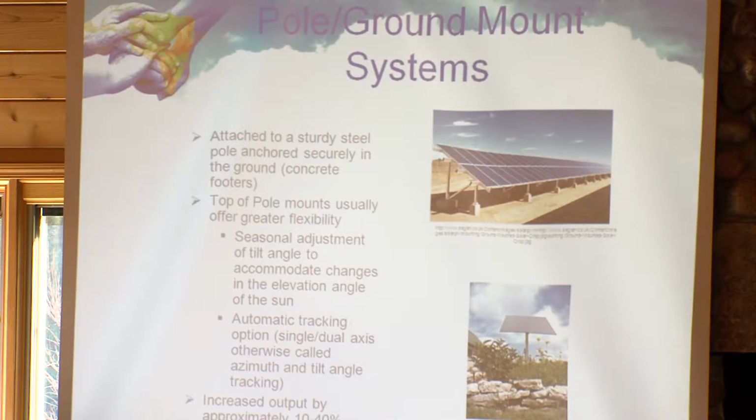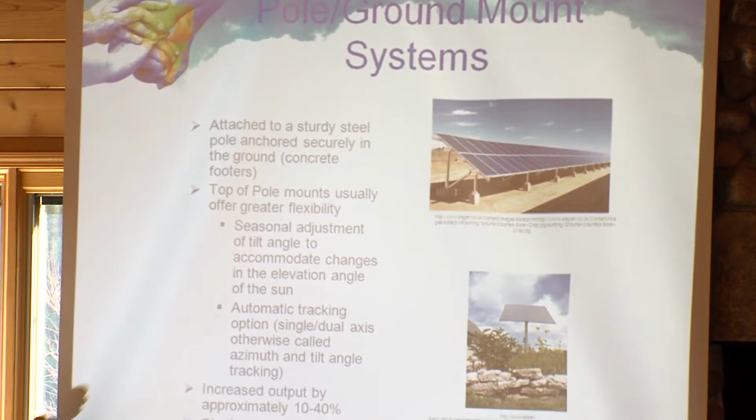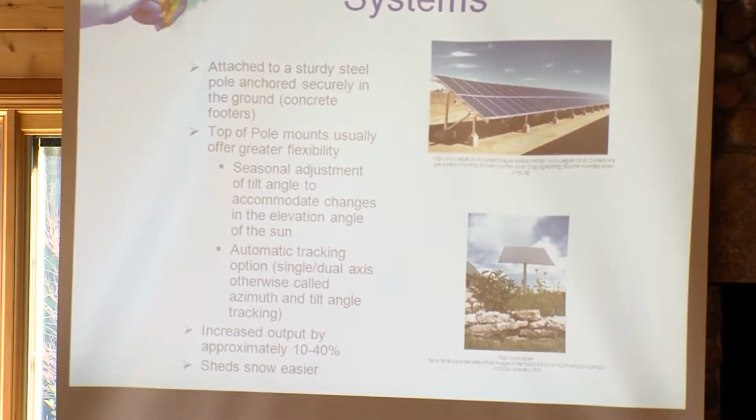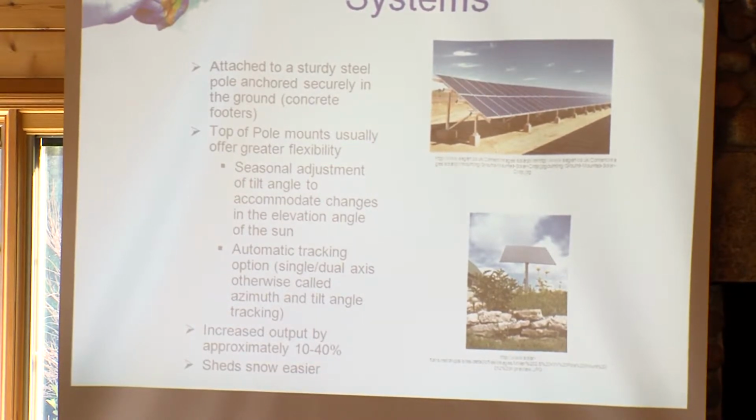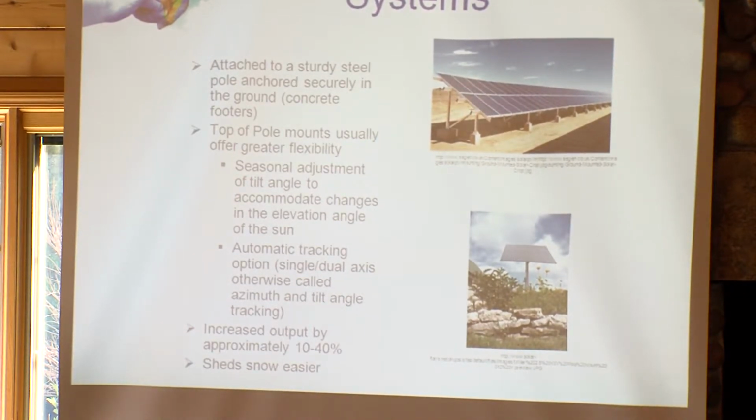Now ground mount systems, these are attached to sturdy steel, anchored securely in the ground. And these pictures pretty much say exactly what a ground mount array is. You can seasonally adjust the angle or tilt angle to accommodate changes in the elevation of the sun. So, like I said, you can tilt them this way or tilt them this way. And then if they're dual axis tracking, then they're also doing this as the sun goes over, and summertime, wintertime, it moves around. It's great.